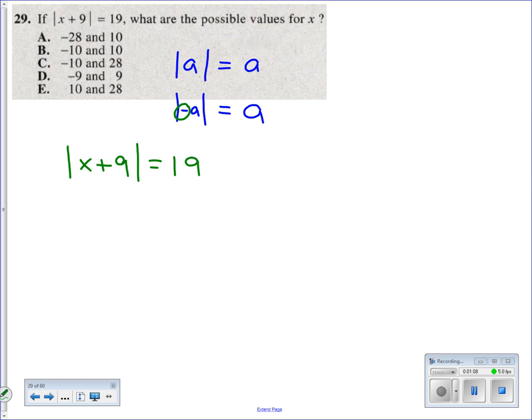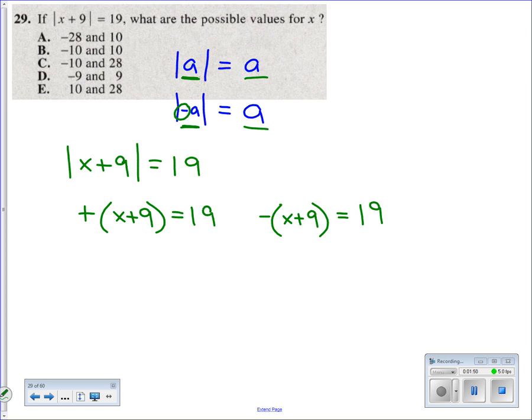All right, so we just saw up here that if the value inside the absolute value symbol is negative or positive, either way, I'm going to end up with a solution of a. So we can use this same logic for this problem. Whether I have a positive x plus 9 or whether I have a negative x plus 9, either way, I should be able to make that expression, once I take the absolute value of it, equal to 19.